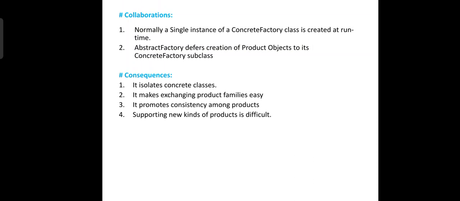And the last point is that supporting new kinds of products is difficult. It means extending abstract factories to produce new kinds of products is not easy, because the abstract factory interface fixes the set of products that can be created.